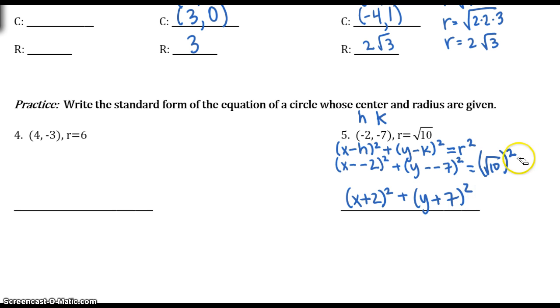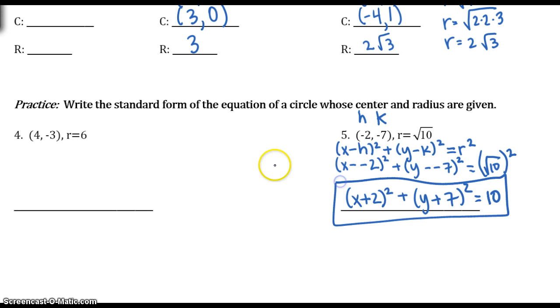What does a square root and a square do to each other? Boom, boom, they're inverses. So this is just going to be 10. Okay, there's the equation of our circle. What I would like you to do is do number 4 and bring number 4 to class with you, and we'll talk about that then.